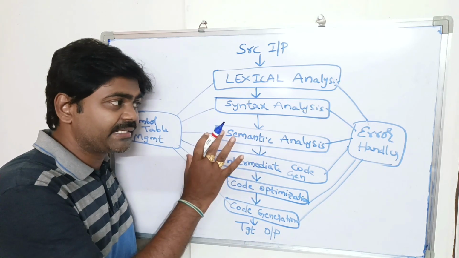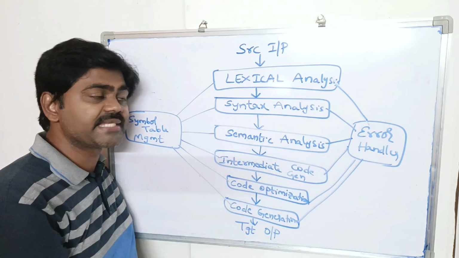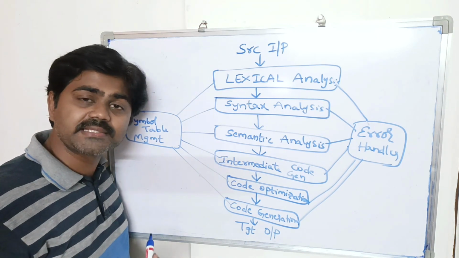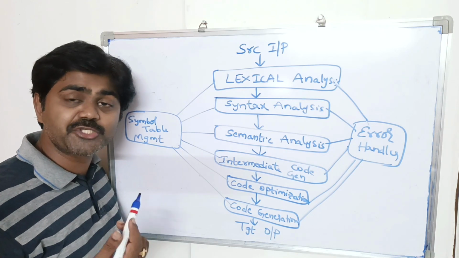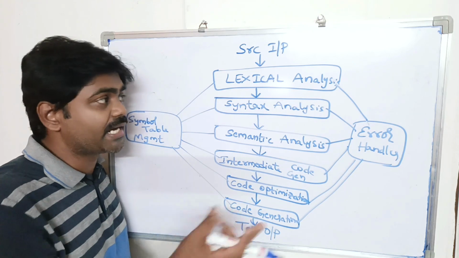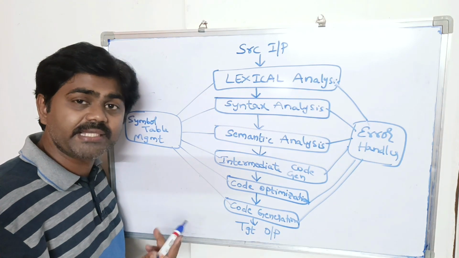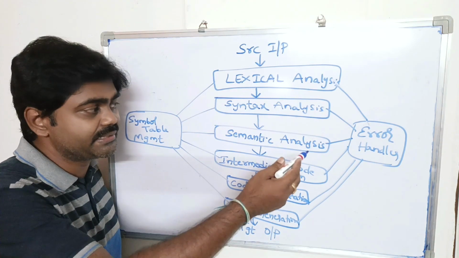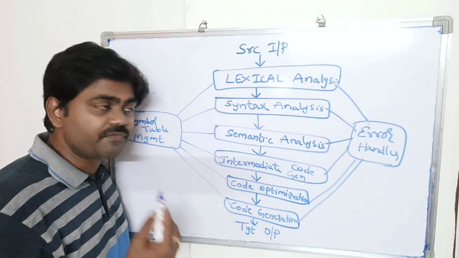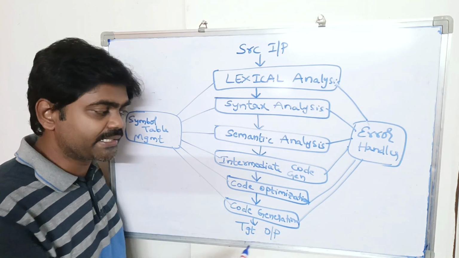In parallel, we have two more: one is symbol table management, and the second one is the error handler. So what exactly does it mean? During the lexical analysis phase, if any error is encountered, it should be handled by the error handler. Until that error is solved, we can't move on to the next phase. What is our next phase here? Syntax analysis. During that process, if we get any error, it should be handled. So for each and every phase, the error handler is common. When all the phases are successfully completed without any errors, then we get the target output.